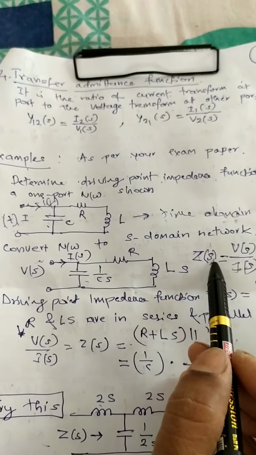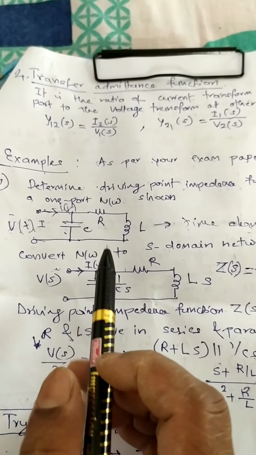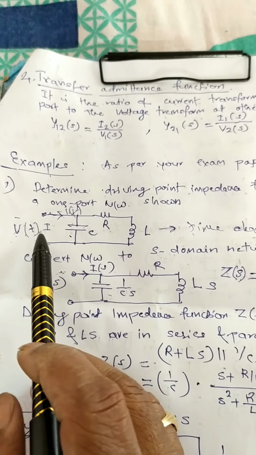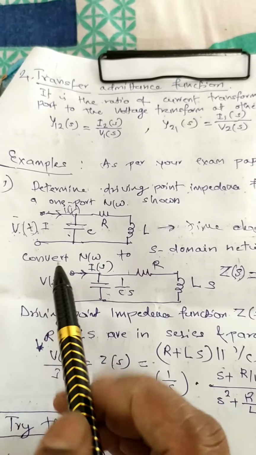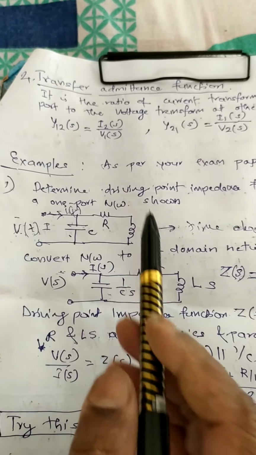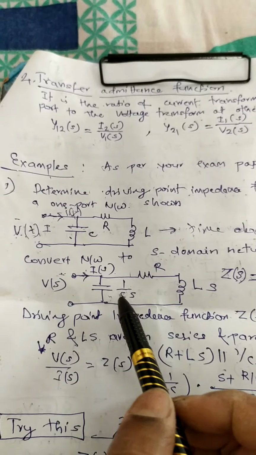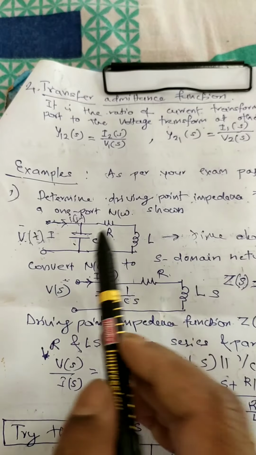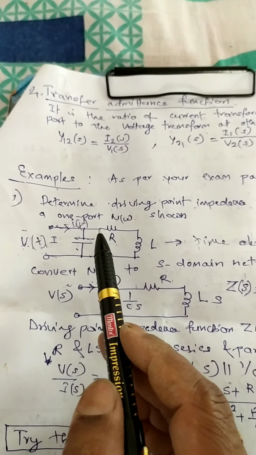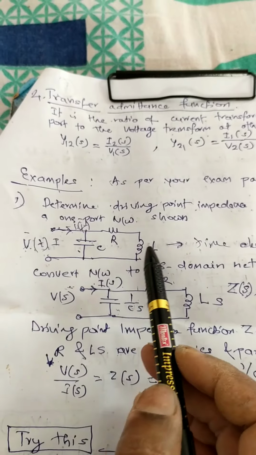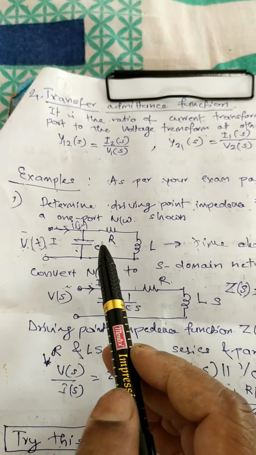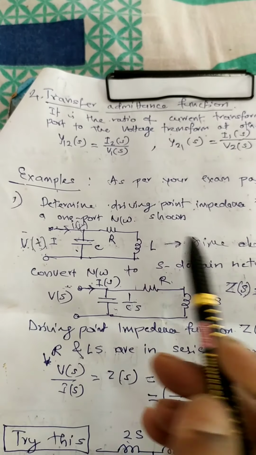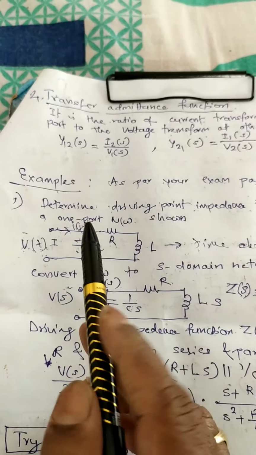Before using this formula, I must convert this network into the Laplace domain network. What I have done here is change V of t to V of S, I of t to I of S, C to 1 by Cs, keep R as it is, and change L to Ls. In this example, unfortunately, values are not given. They may give values like 10 ohm, 1 Henry, then 5 microfarads, etc. If the values are given, you substitute them. Otherwise, the ratio is obtained in terms of L, R, C.